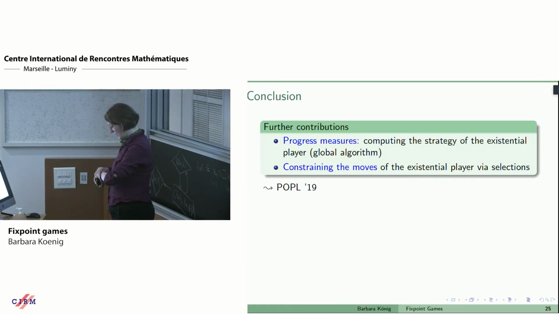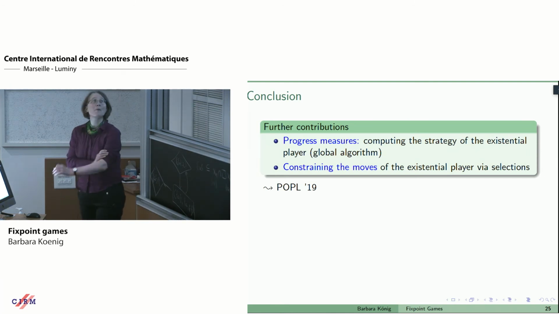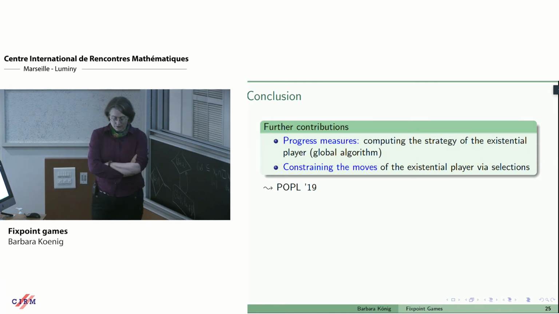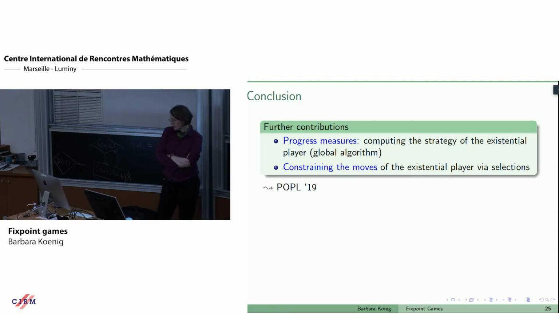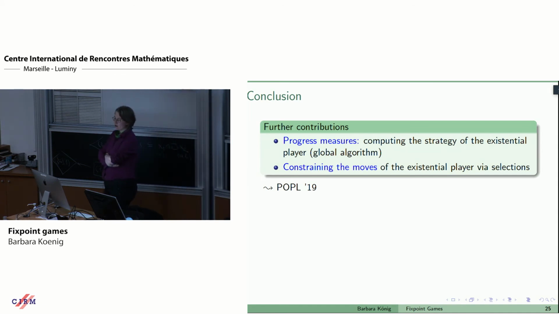Okay, so I'll come to the conclusion, but I have a couple of slides here. First I want to tell you about those things that I did not talk about in this talk. I debated with myself whether I should also talk about progress measures. Progress measures are basically a way of computing the strategy of the existential player.